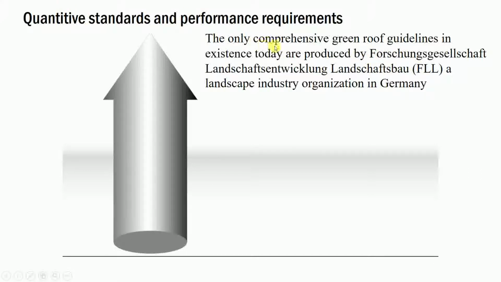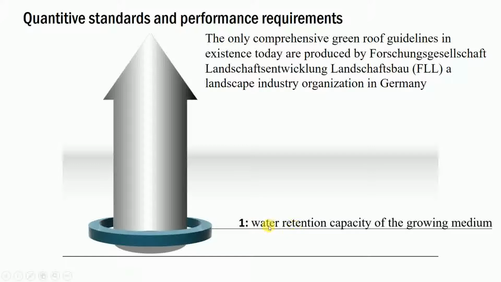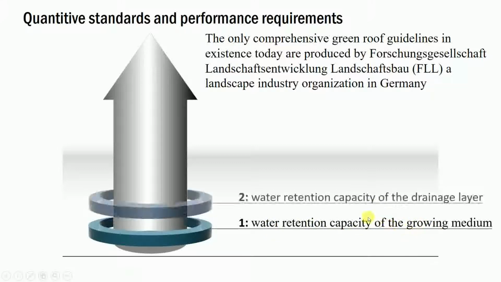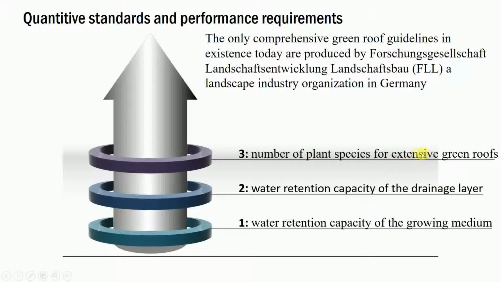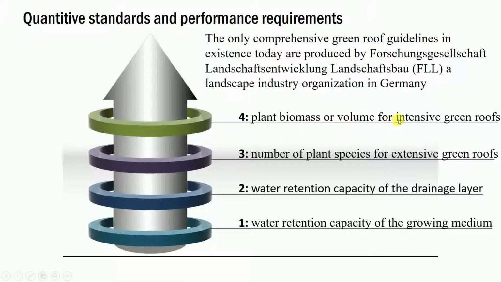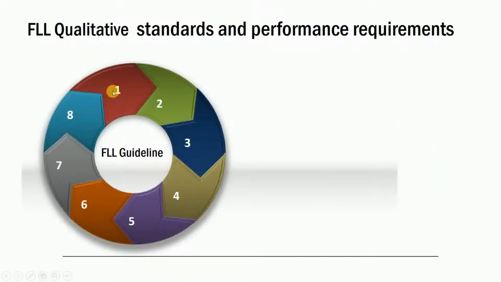The first and only comprehensive green roof guideline is provided by Germany, and their organization's name is in their native language, and its short form is FLL. They provide four criteria. First of all, the green roof technology must have water retention capacity of growing medium, water retention capacity of the drainage layer, number of plant species for extensive green roofs, and plant biomass or volume for intensive green roofs. And this was quantitative, and this is qualitative.